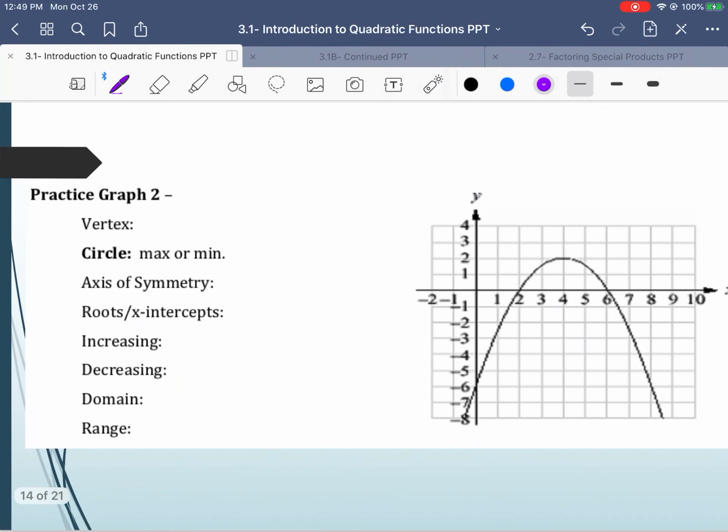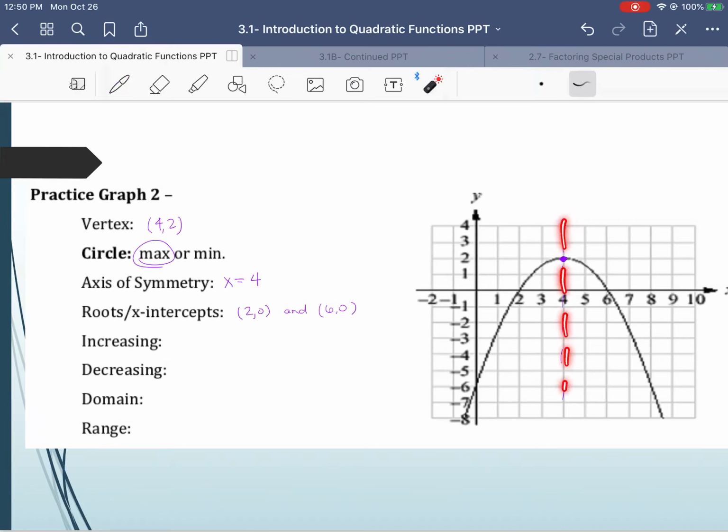Okay. The next one, the vertex here is (4, 2). So we're going to write that as a point. That's the high point on the graph, so that is a maximum. The axis of symmetry, again, is this line that cuts it in half. So we're looking at x equals 4 there. Again, that 4 should match the x value of your vertex, so it looks good. Our roots, or our x-intercepts, where it's crossing the x-axis, would be here at 2 and here at 6. So we write those as points, the point (2, 0) and the point (6, 0).